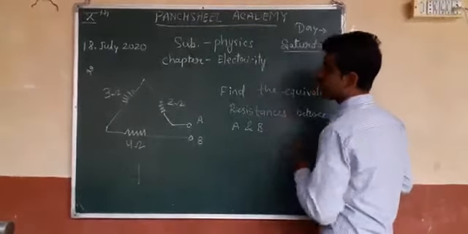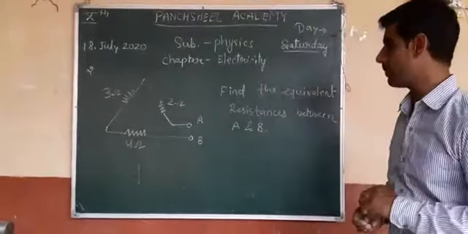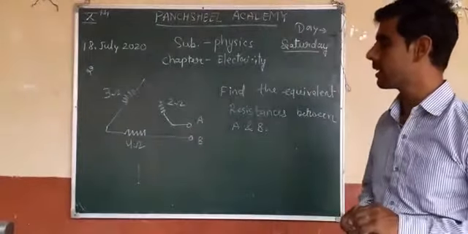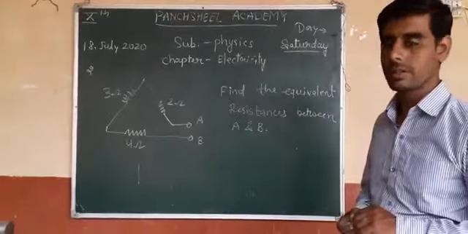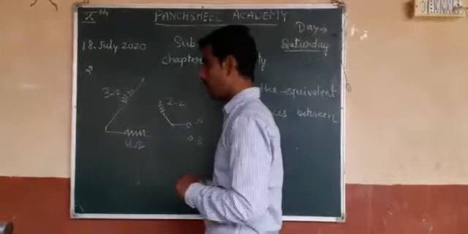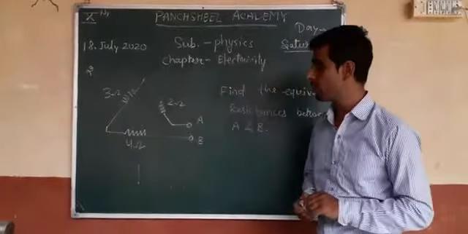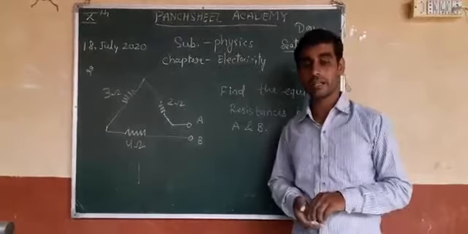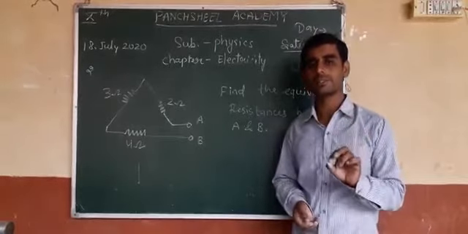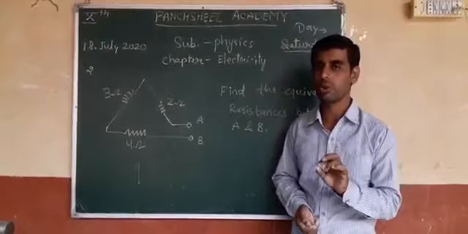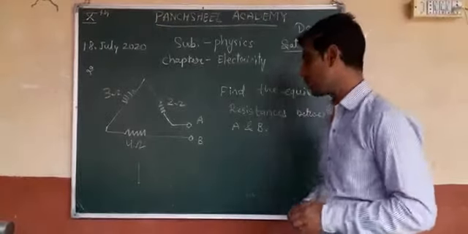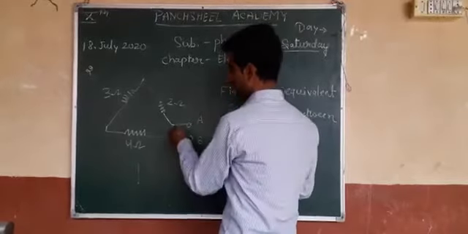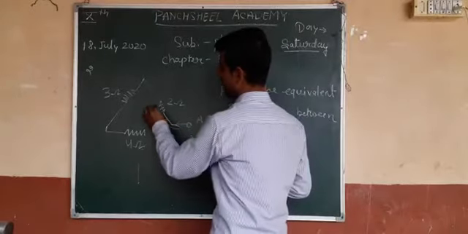So first of all, you have to identify whether the given combination is in parallel or series. So how to identify whether this is series combination or parallel combination? I discussed one thing earlier, that in series combination current is same but voltage is different. So suppose current enters from this and current moves like this.